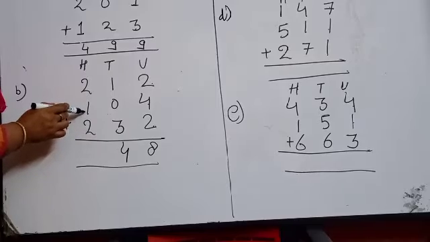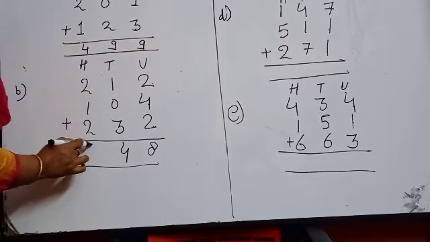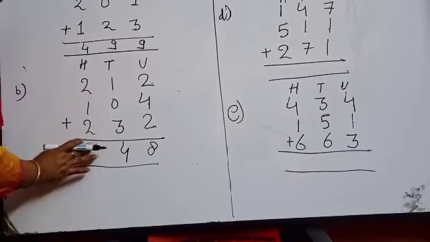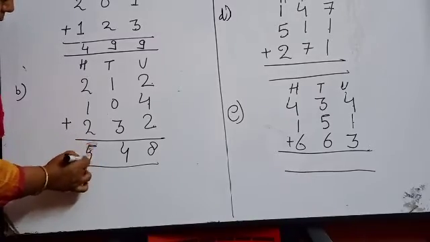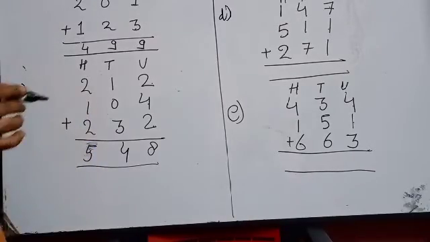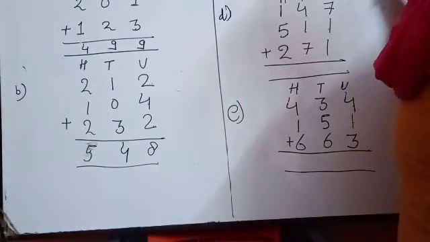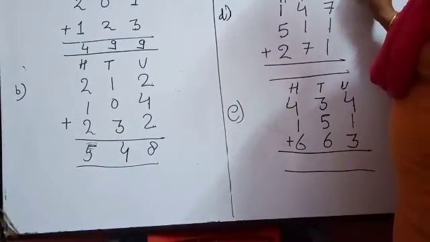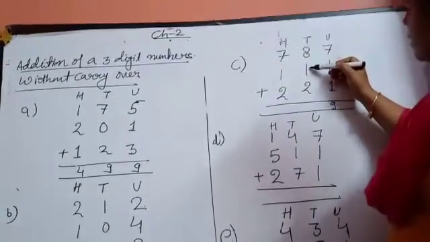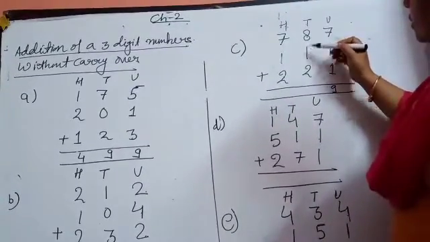See that. 2 plus 1, 3. 3 plus 2, 5. So it will become 5. Now see that again. Go on to the C part. 7 plus 1, 8. 8 plus 1, 9. Right? 8 plus 1, 9. Okay.